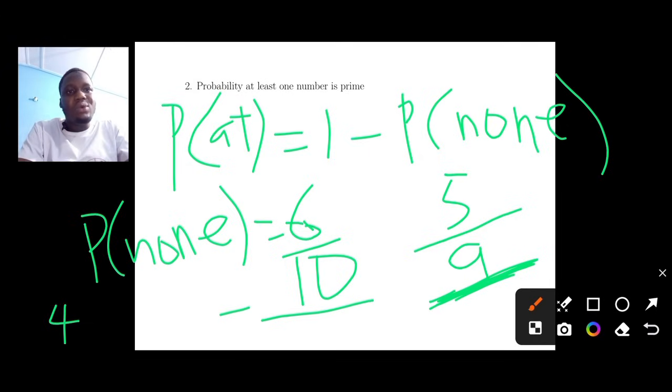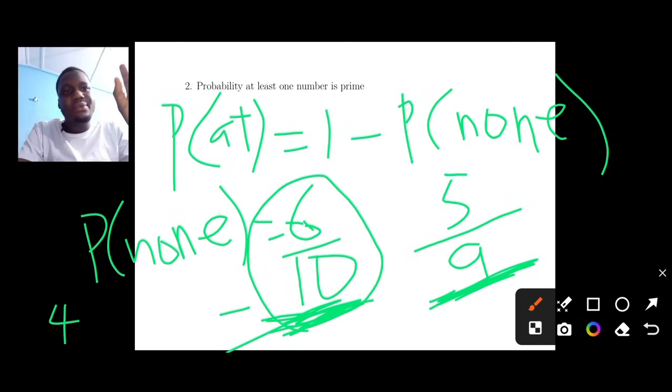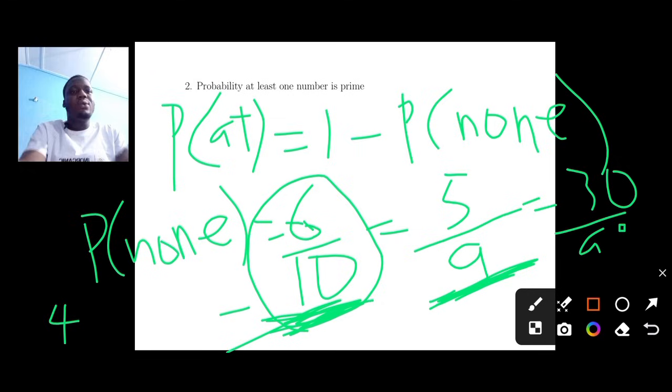And we want to choose a number that is not prime. But we've already chosen one of the numbers that's not prime. So we had 6 numbers not being prime, and we've taken one out here. So now we have 5 numbers that are not prime. And this nicely gives us a 30/90, or in other words, a 1 out of 3.